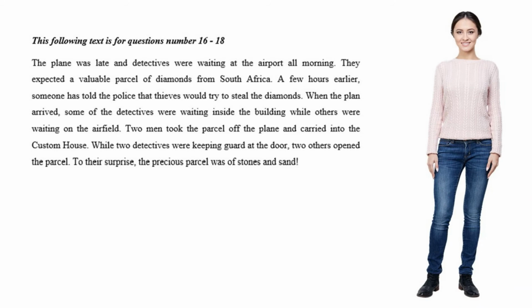This following text is for questions number 16 to 18. The plane was late, and detectives were waiting at the airport all morning. They expected a valuable parcel of diamonds from South Africa. A few hours earlier, someone had told the police that thieves would try to steal the diamonds. When the plane arrived, some of the detectives were waiting inside the building, while others were waiting on the airfield. Two men took the parcel off the plane and carried it into the customs house. While two detectives were keeping guard at the door, two others opened the parcel. To their surprise, the precious parcel was full of stones and sand.